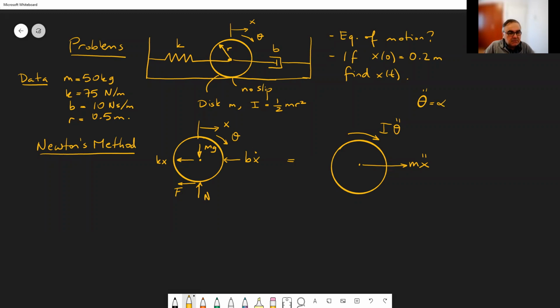Change of angles. So we sum up the forces in the x direction. The spring force is kx minus c x dot minus the friction force. We don't know the friction force, but we will find it out. It is not mu times N or anything. Don't get confused about this. The friction force is not mu times N in this case. So this is the translational equation.